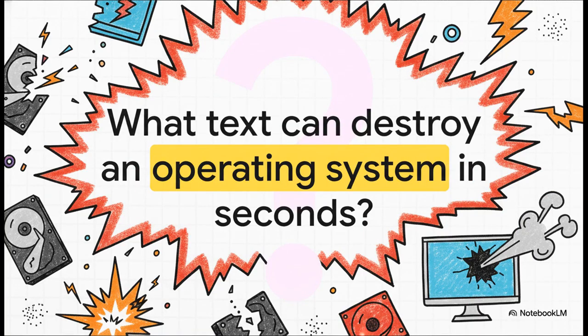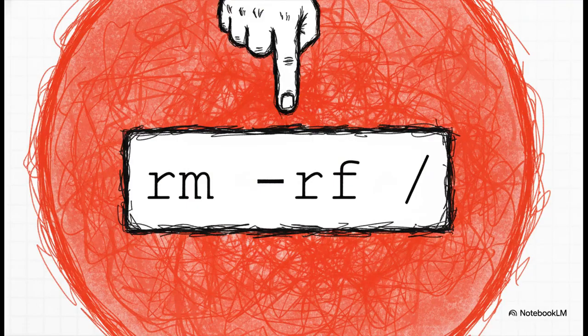So let me ask you this. What if I told you that with just a handful of characters typed in the wrong place at the wrong time, you could wipe out an entire operating system? I'm not talking about a crash or a freeze. I mean, gone, erased, all in the blink of an eye. And this is it: rm -rf /.